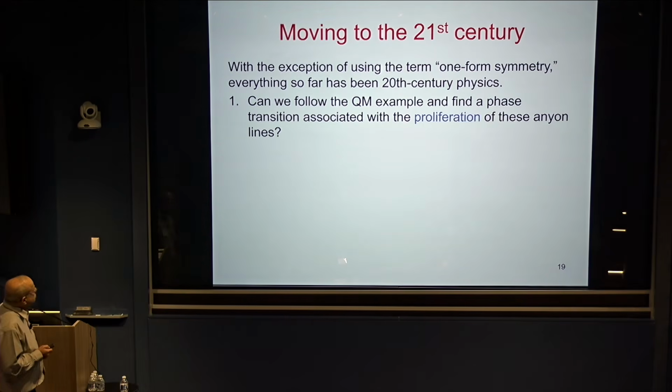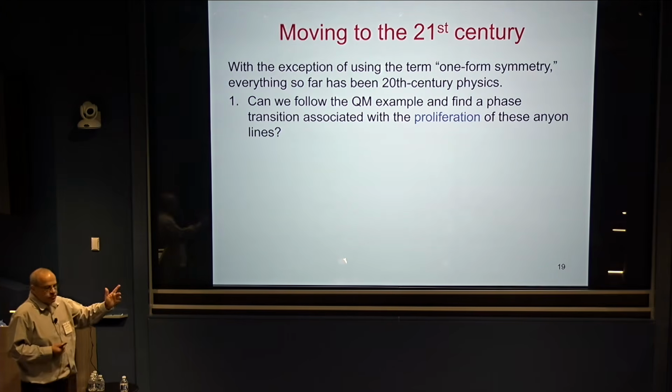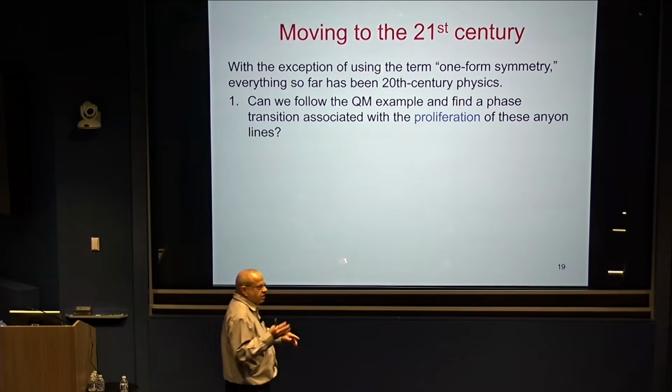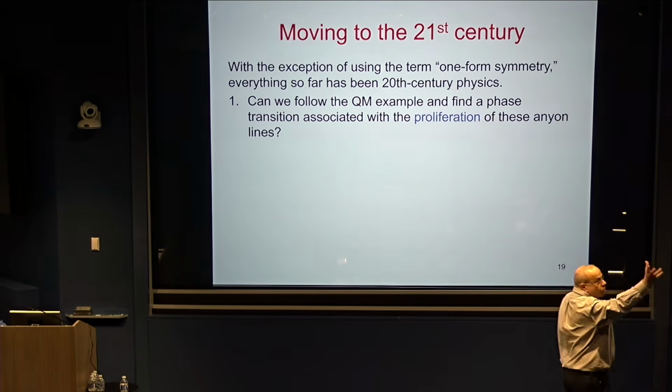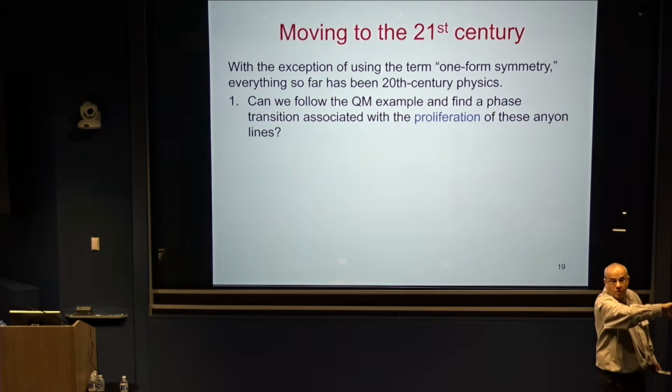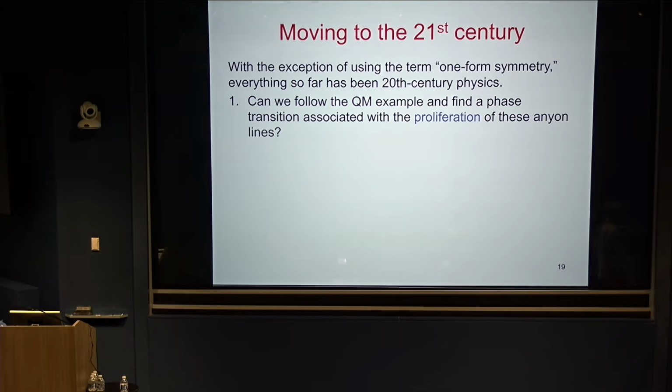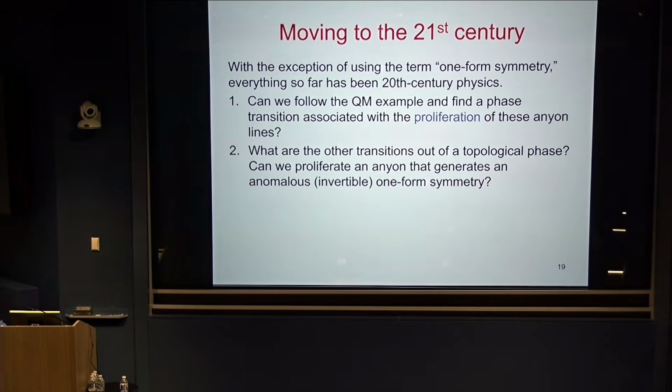And we asked 3 questions. Can we follow the quantum mechanics example and find a phase transition for the proliferation? In other words, in quantum mechanics, we described first the gauging, and then we said we can turn on a parameter that pushes us from one phase to another. We can do the gauging in a continuous fashion by turning on an operator. Can we do the same thing here? Which, in terms of field theory, can we find a non-topological field theory that interpolates between one TQFT and another?